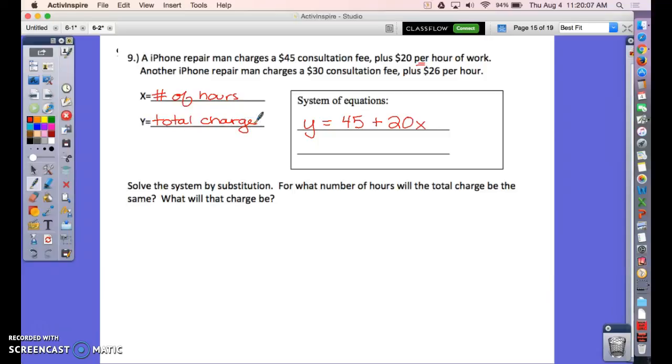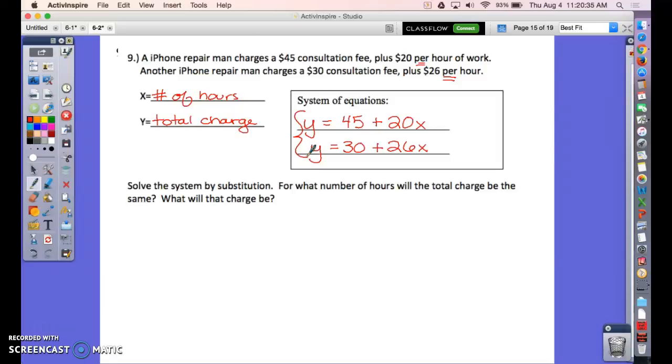Another iPhone repairman charges $30, and that's just the flat fee, plus $26 per hour. And that's going to give us the total charge there. So both equations involve y being the total charge, and both equations involve x being the number of hours. Put your big bracket on there to show that this is a system of equations. They go together for this problem.